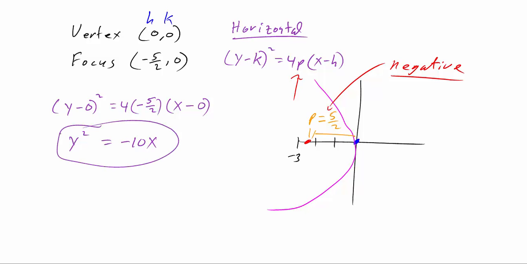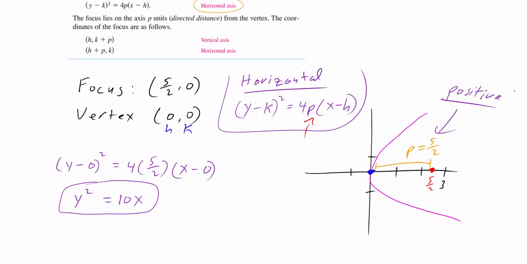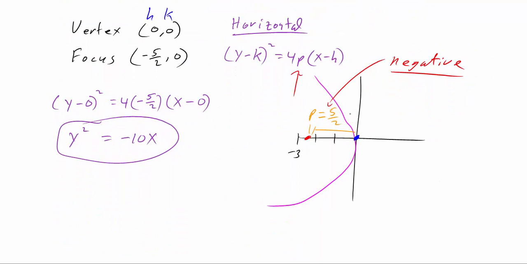So notice the difference between this example and the previous one. Our focus was a negative 5/2, which makes it to the left of the vertex, so the parabola is going to open to the left. In the first example here, our focus was a positive 5/2, which put it to the right of the vertex, so therefore the parabola opened to the right, which means the p-value would be positive, and down here when it was opening to the left, our p-value was a negative.